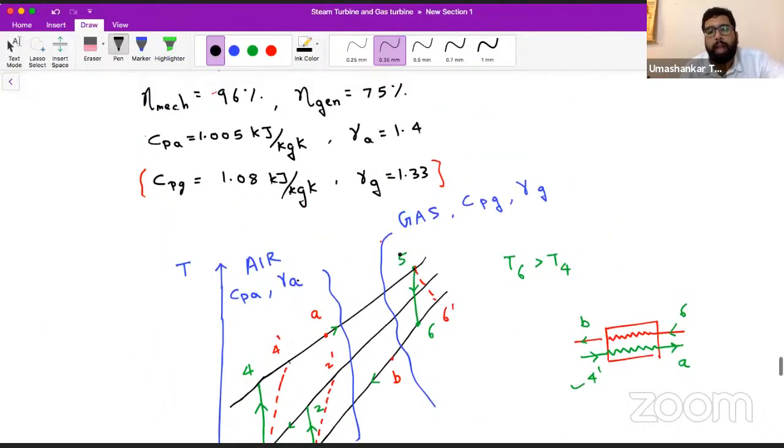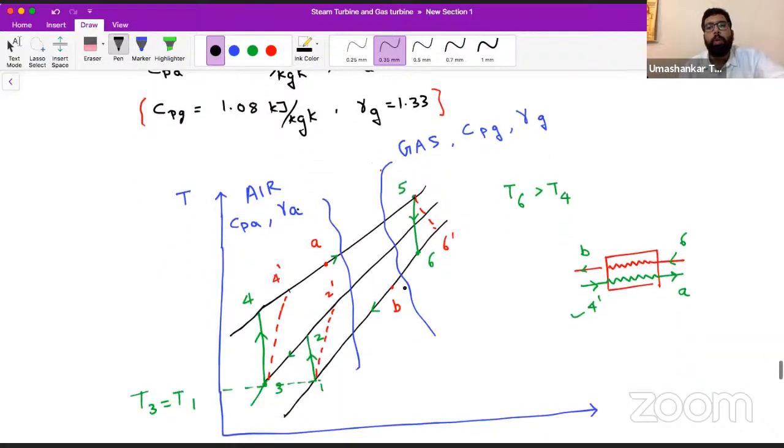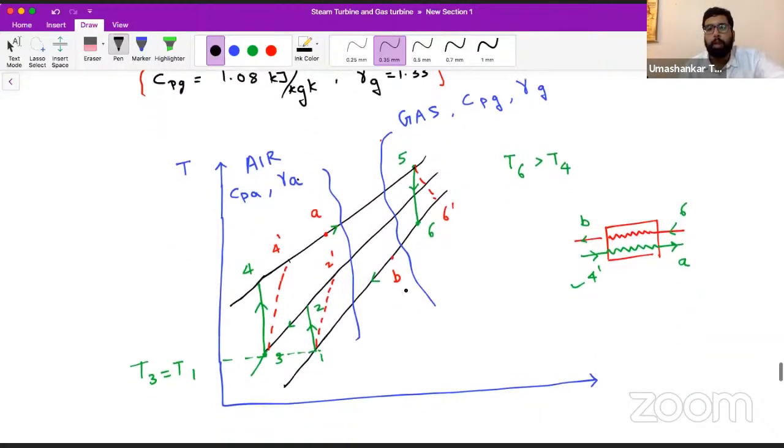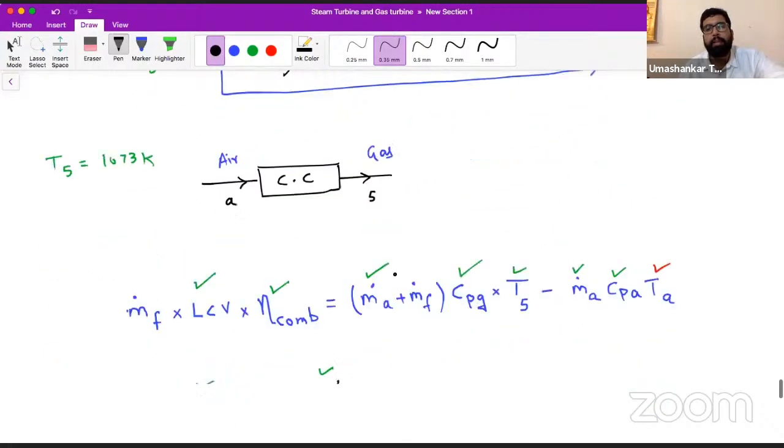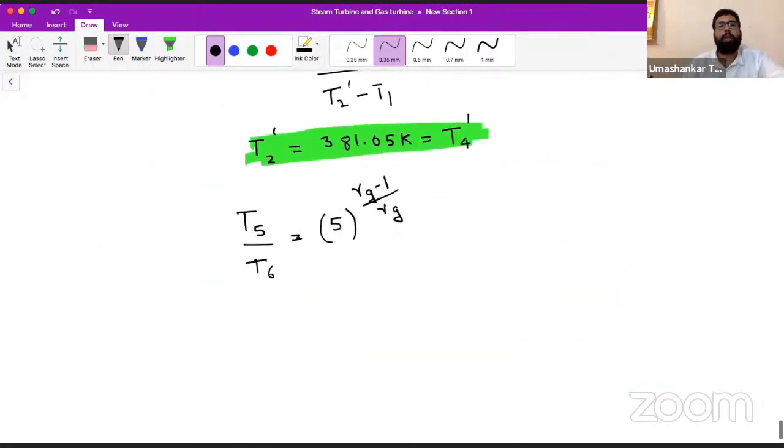after our working fluid leaves the combustion chamber, you can no more use the properties of air, because gamma, Cp, etc. change with temperature. So from here you have the value of T5 given in the question, highest temperature in the cycle, 800 degrees Celsius, that is 1073 Kelvin. From here you can calculate your T6. Can someone tell me the value of T6? It is coming out to be 719.7 Kelvin.